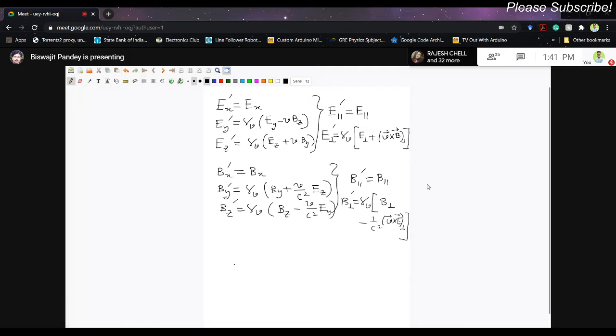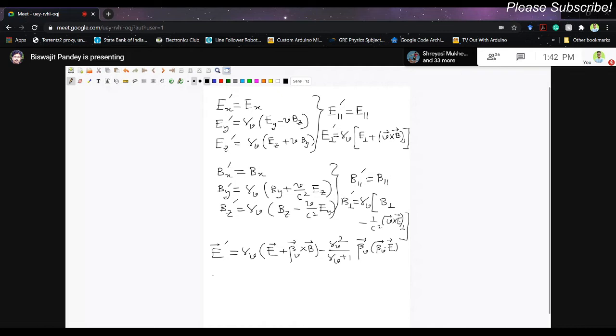You have to simplify it, and if you do that, you can figure out that the electric field in the prime frame can be written, for the most general transformation, as gamma v times (E plus beta v cross B), minus gamma v square divided by (gamma v plus 1) times beta v (beta v dot E).